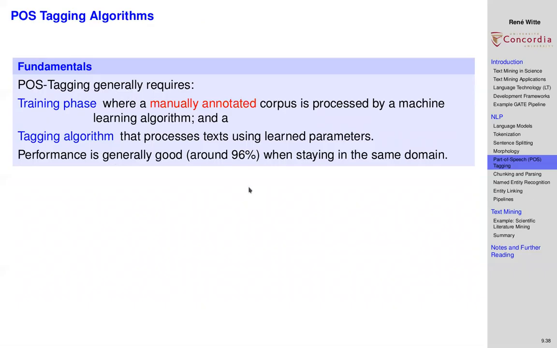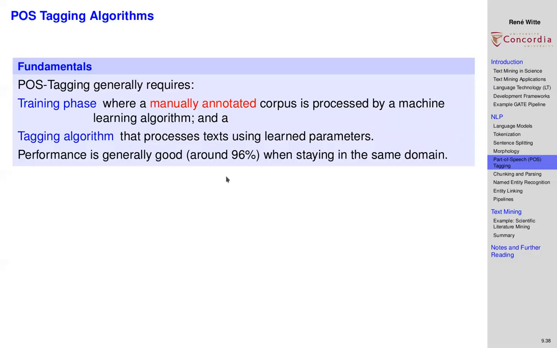So this tagging is basically a machine learning approach. You need to have a corpus where each token is manually annotated with the correct tag. Then you learn the probability distribution. You store them in a model. Then you load that model later on and you can run it on a new document.